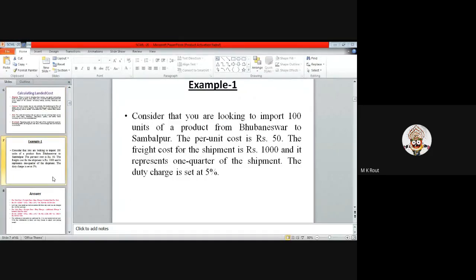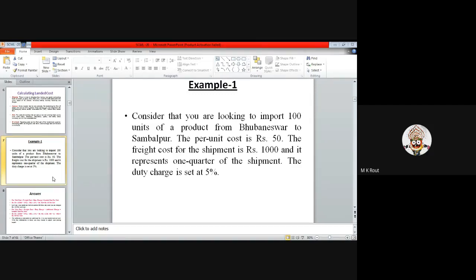Moving to the next part, here is a typical numerical. Consider that you are looking to import 100 units of a product from Bhubaneswar to Sambalpur. The per unit cost is 50 rupees. The freight cost of shipment is 1000 rupees, and it represents one quarter of the shipment. The duty charge is set at 5%.